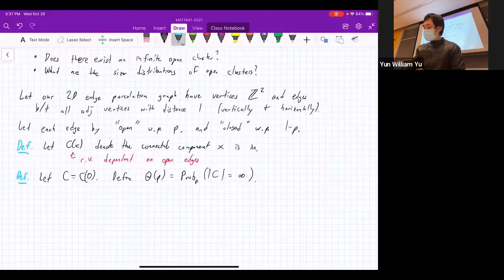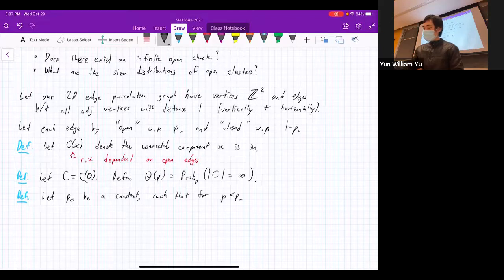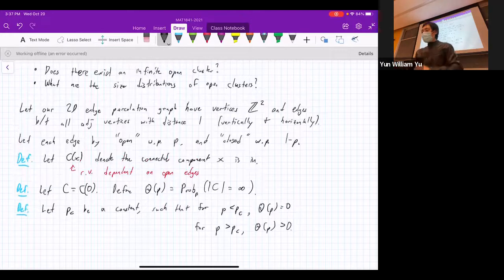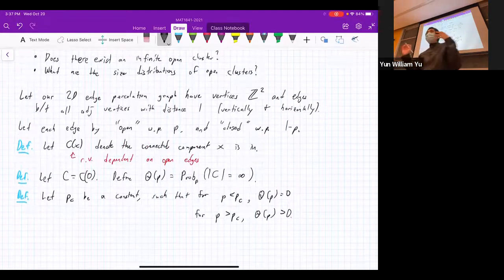Let's give a couple more definitions, just terminology before we get started. We'll let p_c be a constant such that for p less than p_c, theta of p is equal to zero, and for p greater than p_c, theta of p is greater than zero. This is going to be our transition probability.